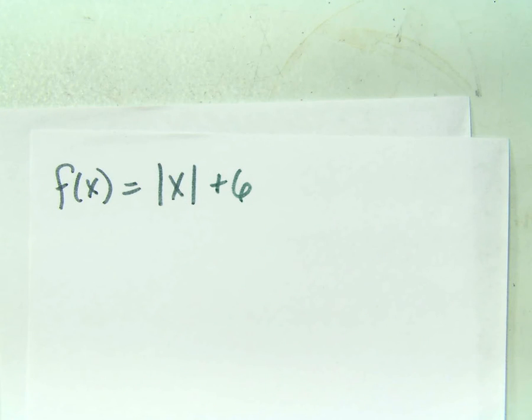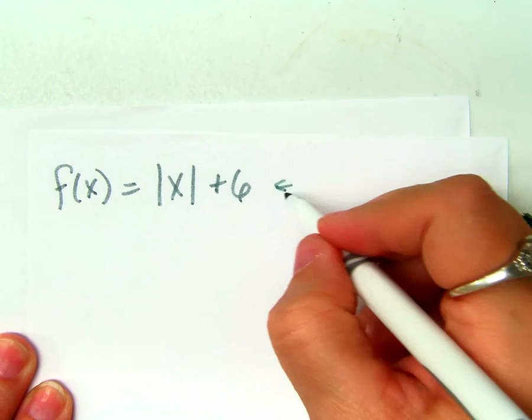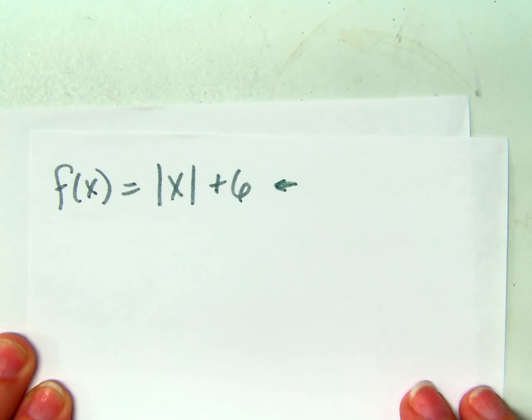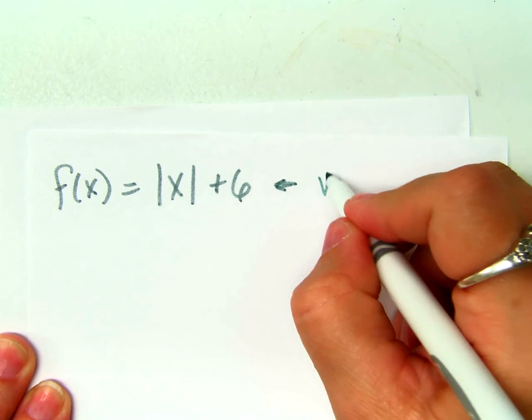So today's going to be different just in the fact that we're going to start here. We're going to start at f of x equals the absolute value of x plus 6. Okay? And from this function, we're going to cause this function to have transformations occur to it. So what would happen if I said to you, I want this function right here to have a vertical shift.